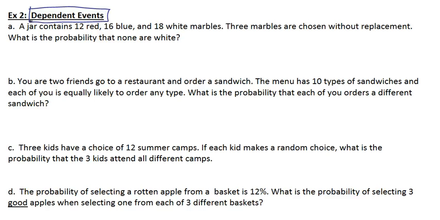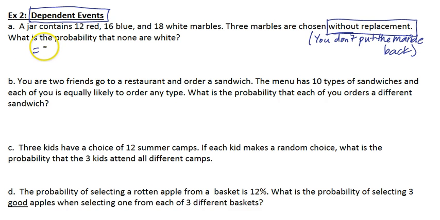Our first question is, a jar contains 12 red, 16 blue, and 18 white. 3 marbles are chosen without replacement. What is the probability that none are white? Okay, so I made this the same exact problem as example 1A, only this time it's without replacement. If I told you with replacement was putting it back, you probably can guess. Without replacement is you don't put the marble back before the second draw, or you don't put the card back that you've drawn, that kind of thing.